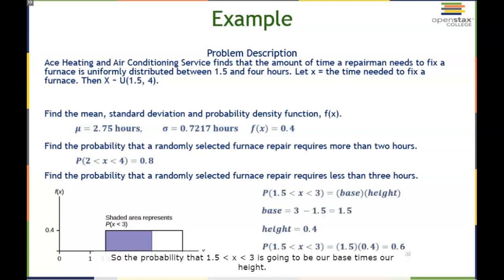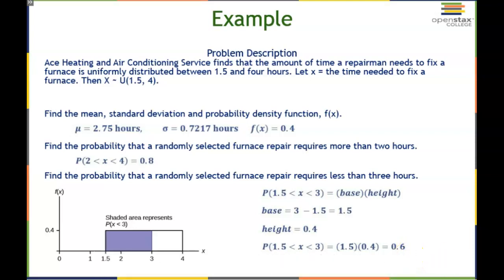So the probability that 1.5 is less than x is less than 3 is going to be our base times our height. Our base is 3 minus 1.5, in other words, 1.5. Our height is still our f of x, which is 0.4. So the probability that 1.5 is less than x is less than 3 is 1.5 times 0.4, or 0.6. You can think of this as the probability that it's going to require less than 3 hours is about 60% of the time.